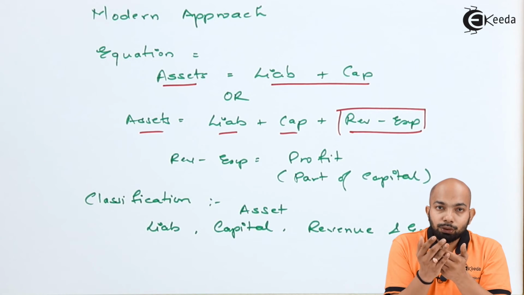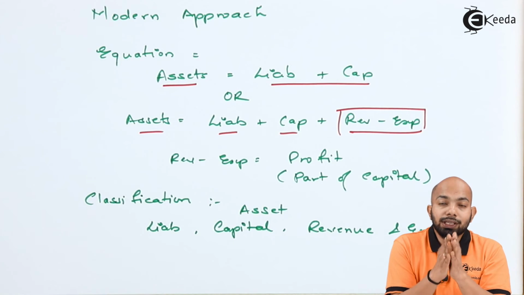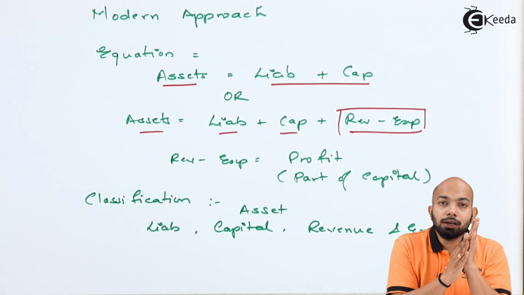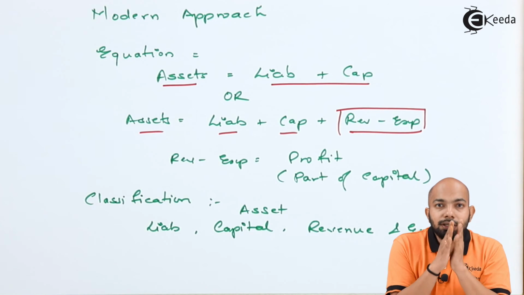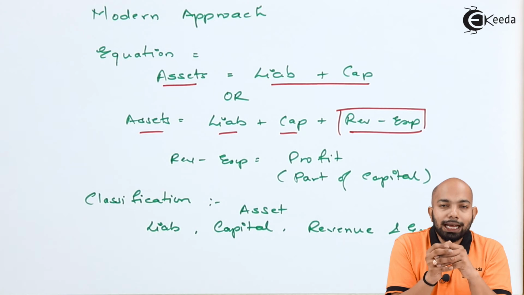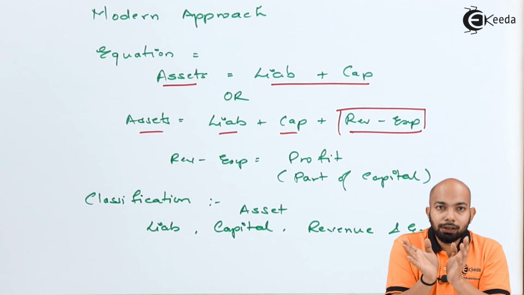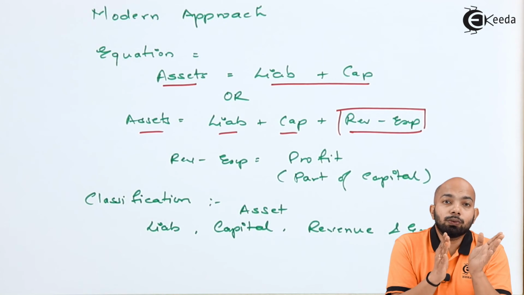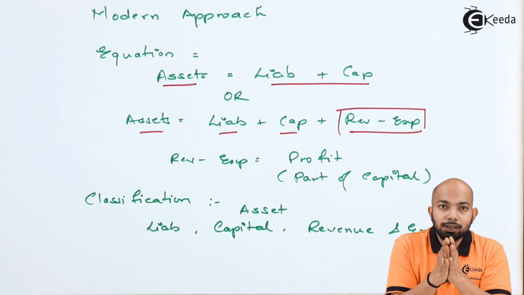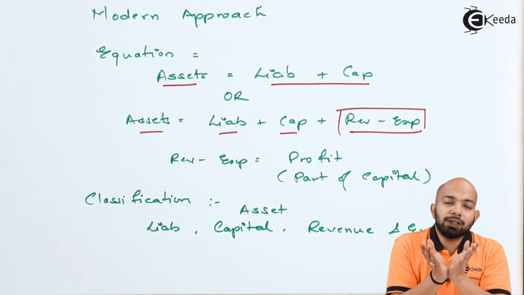Now, profit, as I've told you, is a part of reserves and surplus, and reserves and surplus comes under the category of capital account, which you have learned earlier. Hence, capital is further broken down into these categories. So you can have either the equation as assets equal to liability plus capital, or assets equal to liability plus capital plus revenue minus expenses. You can have either of these equations for your study.